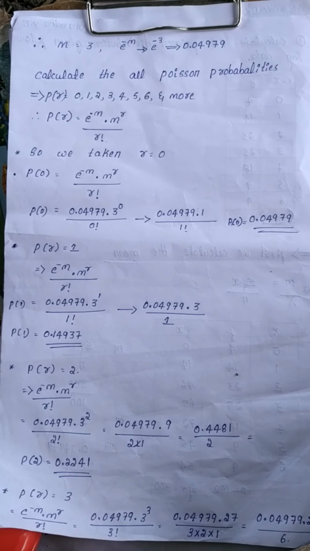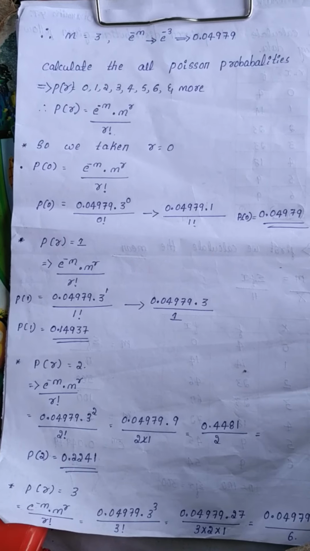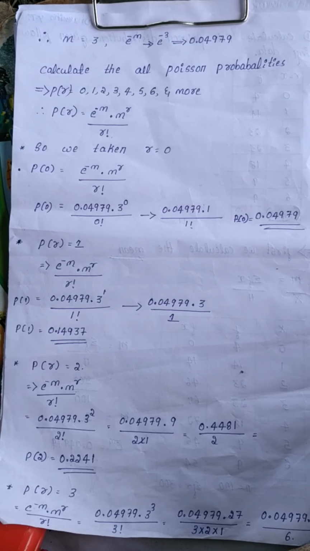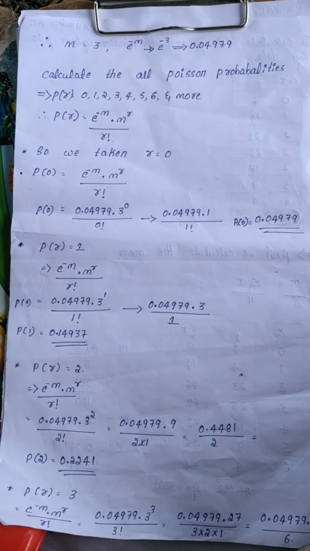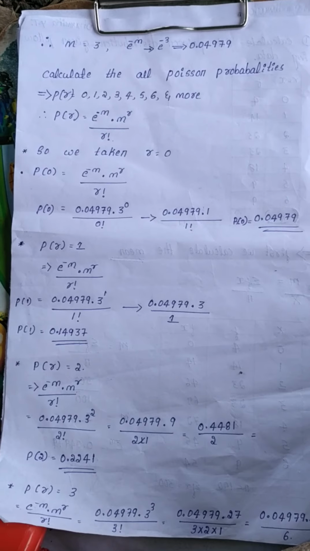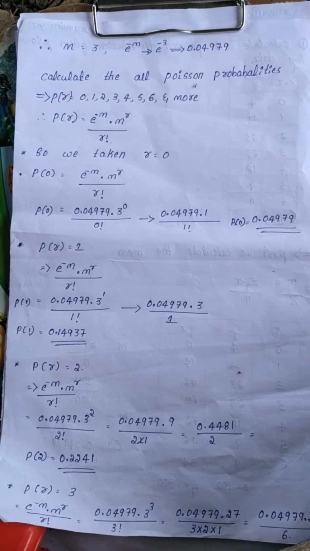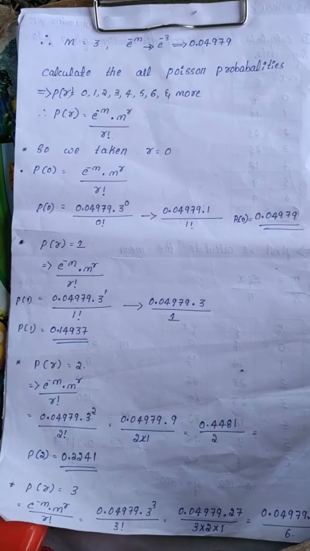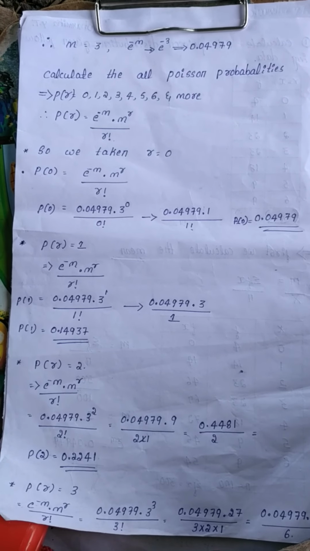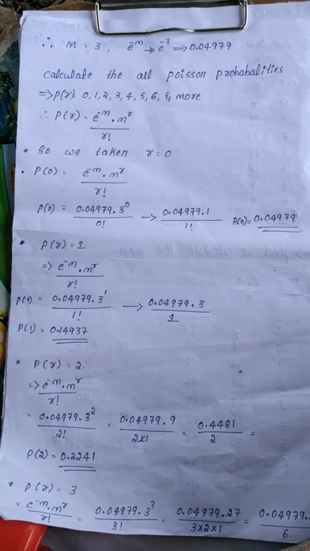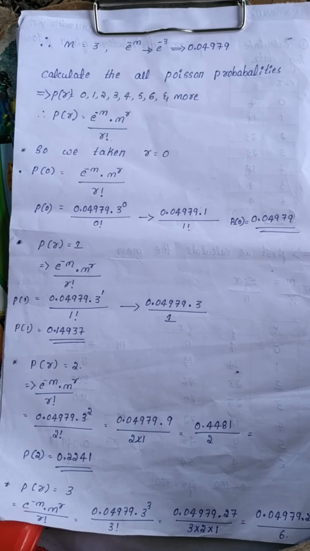Then P of r, when r is 1, using this formula: 0.04979 into 3 power of 1, which is 3, divided by 1 factorial, which is 1. So the answer P of 1 is 0.14937. Then when r is 2, e raised to minus m into m power of r, divided by r factorial.